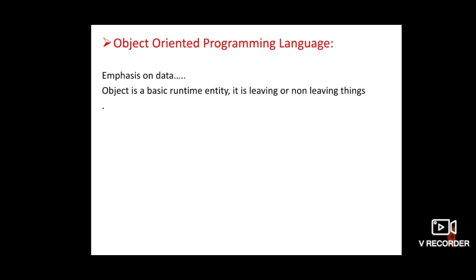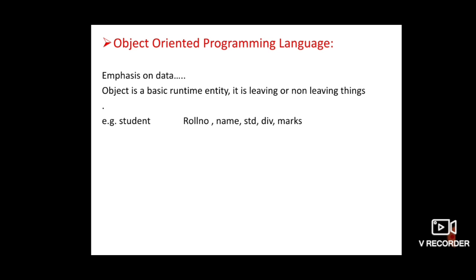What is an object? Object is a basic runtime entity, which is a living or non-living thing. So in object oriented programming language, programs are related to the real world. So let us take an example. Suppose student is an object.